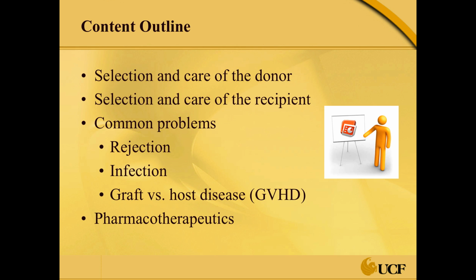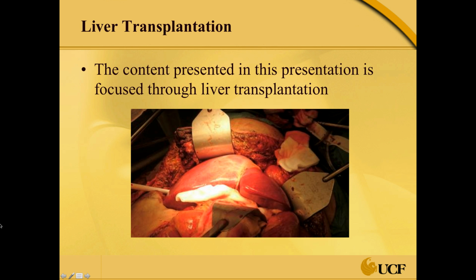So this is our content outline. We're going to talk about selection and care of the donor and the recipient. We're going to talk about common problems such as rejection, infection, and graft versus host disease, and why these things happen in this particular population. And then we're going to end the lecture on pharmacotherapeutics, and we're going to talk in explicit detail about the anti-rejection and immunosuppressants and other types of therapies that we use to combat some of these common problems like rejection and graft versus host disease.